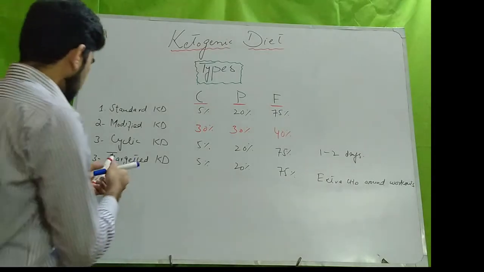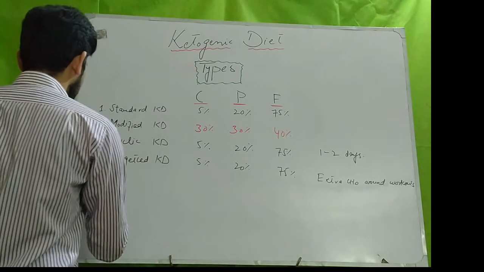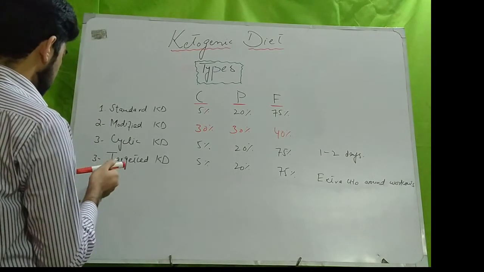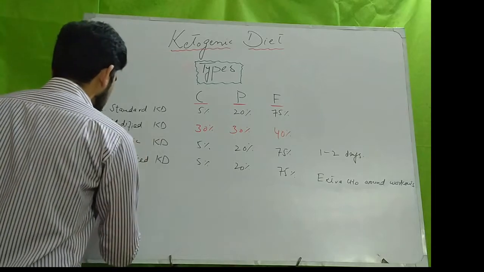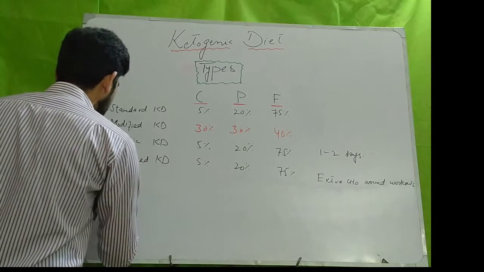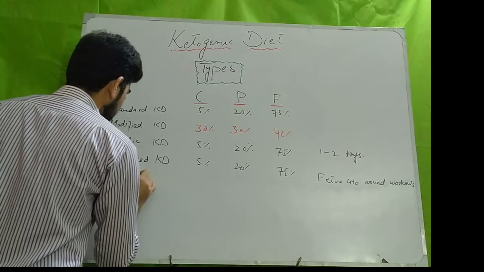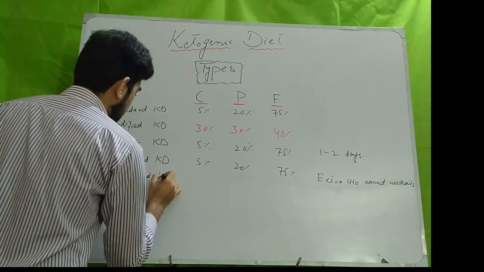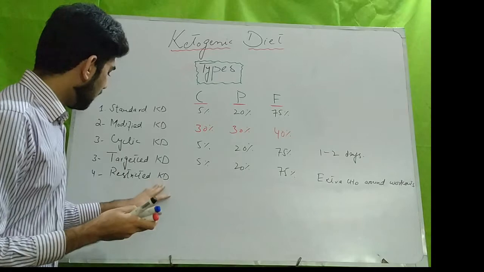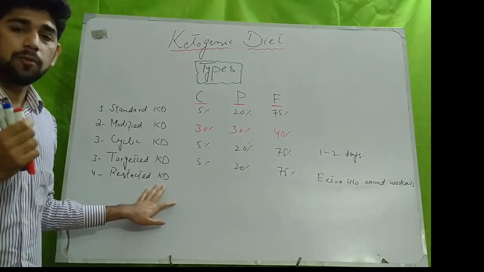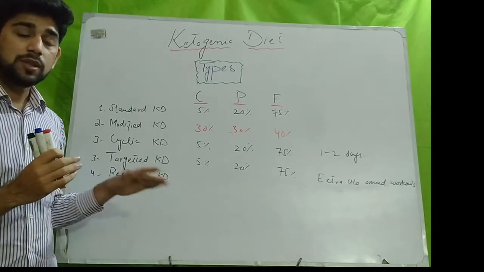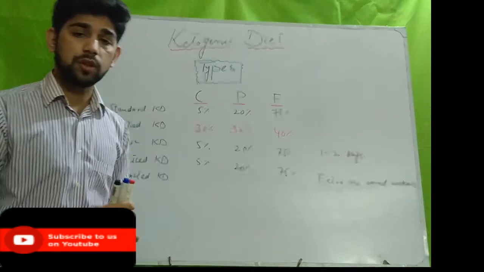The fourth type of ketogenic diet is the restricted ketogenic diet. This type of diet was designed for cancer patients, for the treatment of cancer.